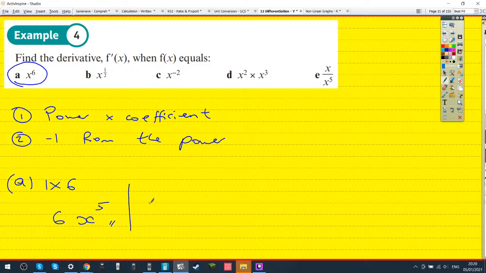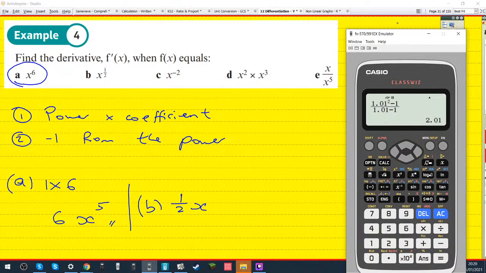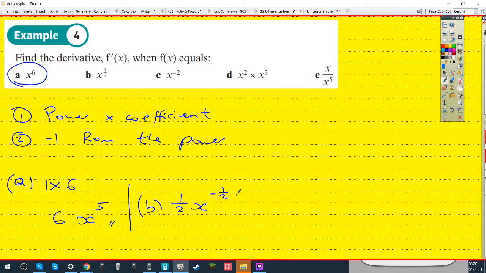Part B. It would be a half x to the power of minus a half. Well done. And you can always use your calculator if you're not sure. Part C. Minus 2x to the power of minus 3. Yeah. How about D? Involves some work.